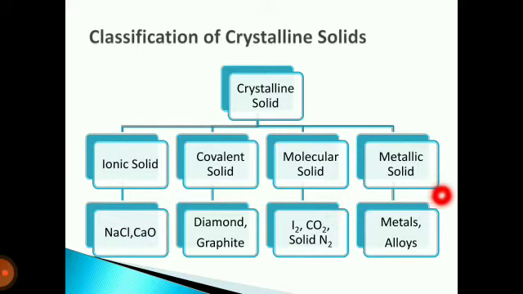Then the fourth type of crystalline solid is metallic solid. A metallic solid consists of positively charged metal atoms embedded in a sea of delocalized electrons. So the binding force between the positively charged metal ions and electrons is the electrostatic force of attraction in metallic solids. Examples: metals and alloys.